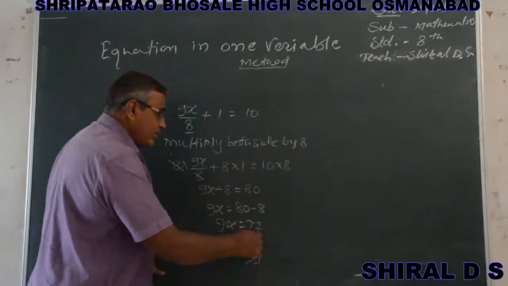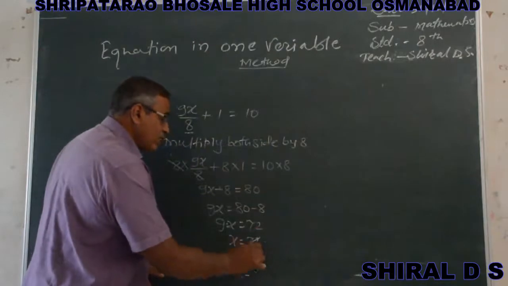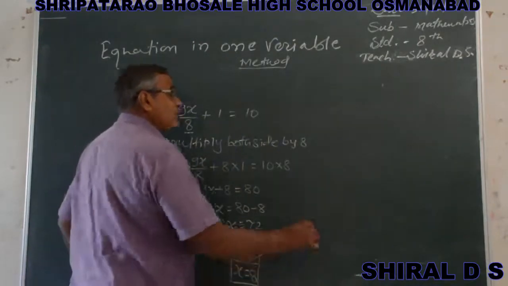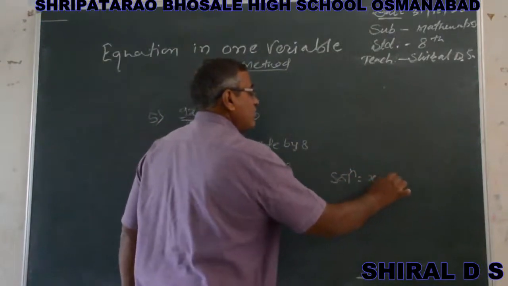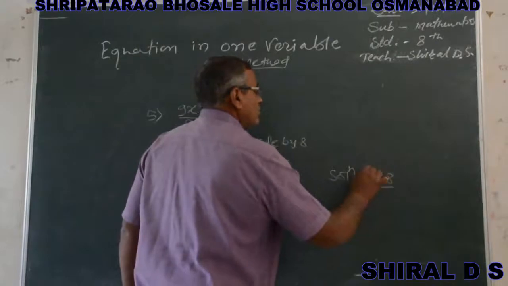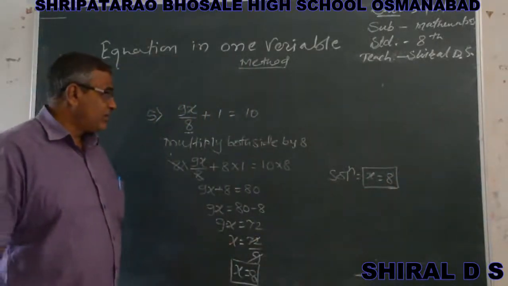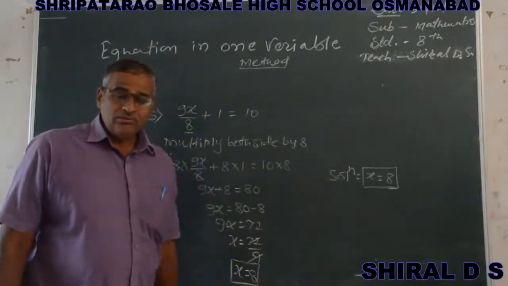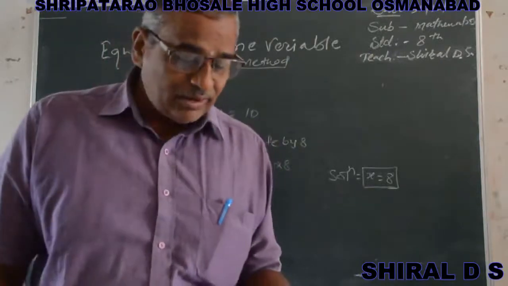So 9 into 8 is 72, so the division answer is 8. Then we know that x is equal to 8. So the solution of the given equation is x is equal to 8. So write this example in your notebook. Now we take one more example.